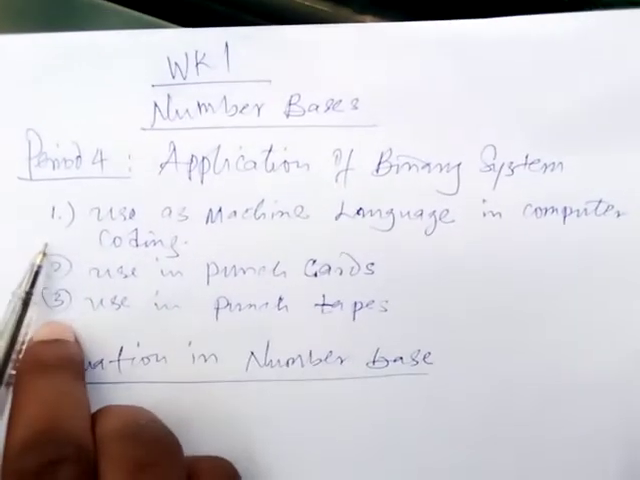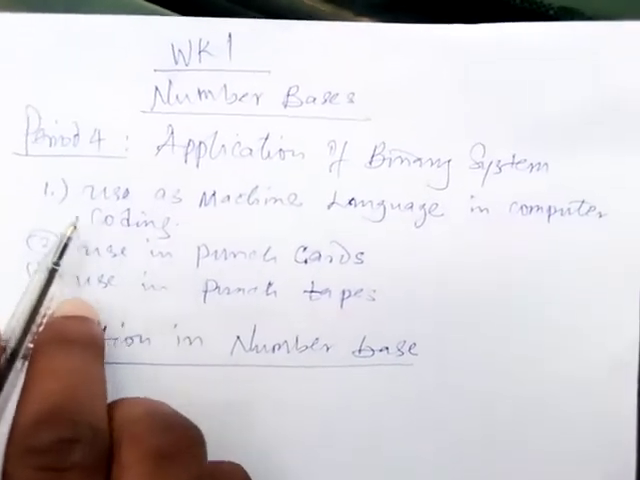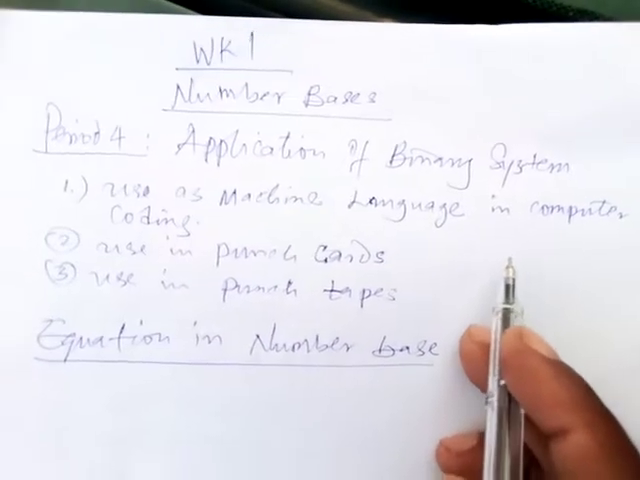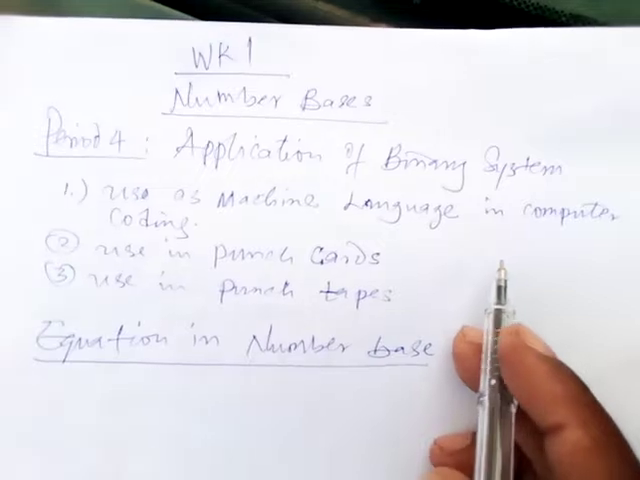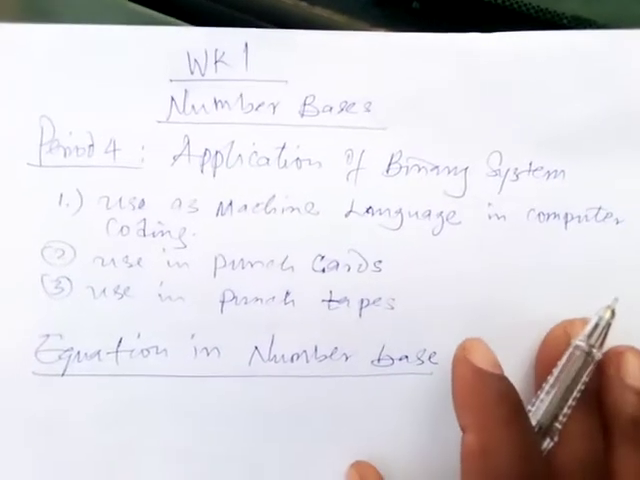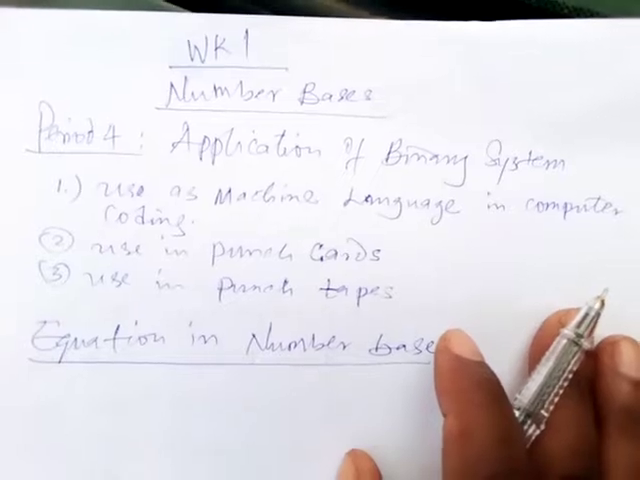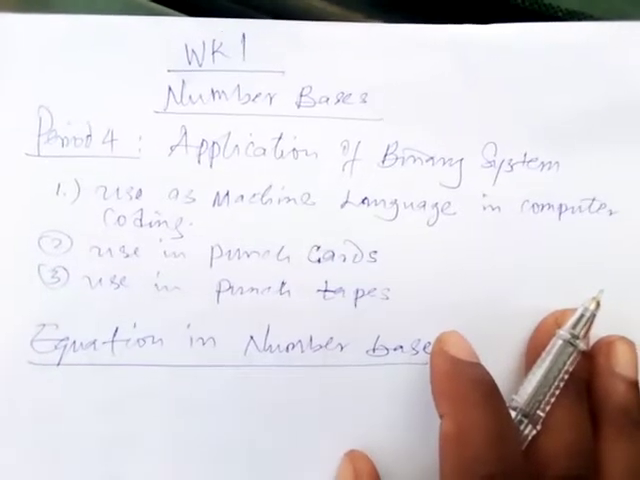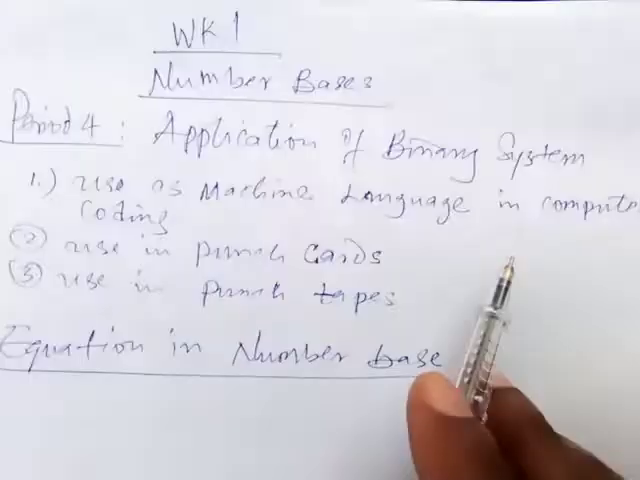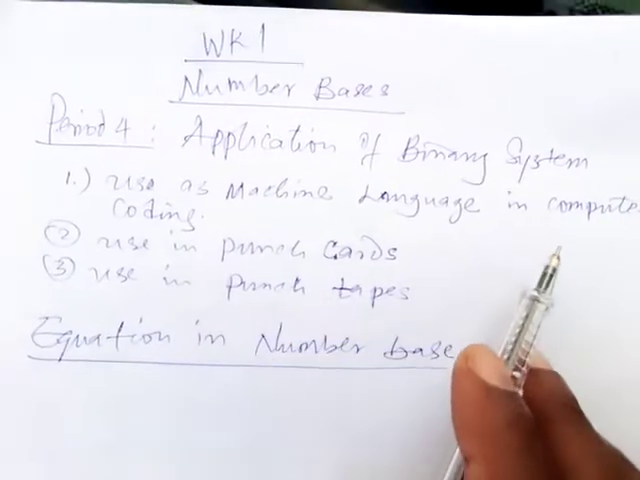For example, it is used as machine language in computer coding. So you see that before all these programming languages came out, there was what we call machine language, which is just a series of zeros and ones typed into the computer to communicate with the computer. So binary numbers are used in coding.